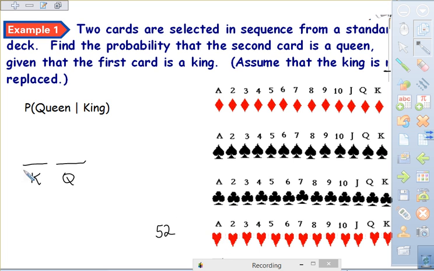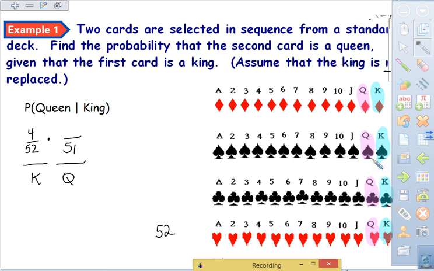So what is the probability of us drawing a king? There are 4 kings in the deck: a king of diamonds, a king of clubs, a king of spades, and a king of hearts. So there are 4 out of 52 ways for us to get a king. Then we are going to keep that king out. So now our deck of cards only has 51 in it. So given that we drew a king on the first draw, what is the probability that we're going to draw a queen?